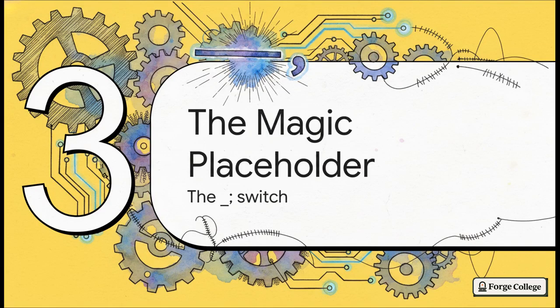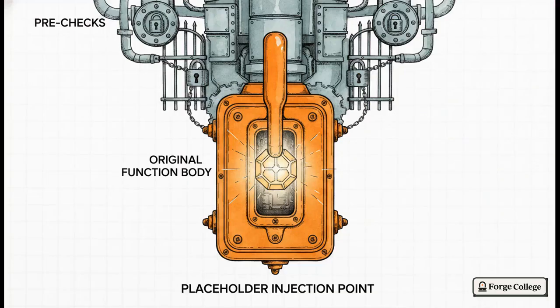Section 3, the magic placeholder. This is all about the underscore semicolon switch. Now, if you're wondering how this actually works under the hood, it all comes down to a very specific mechanical injection point. This is our placeholder, the underscore semicolon. When you write a modifier, you typically put your pre-checks at the top, and then you just drop in this little placeholder. At compile time, the Solidity compiler takes your entire original function body and literally copy-pastes it exactly where that switch is located. It hands control from the modifier down into the function, and then, if there's more code, right back up again. It's a real game changer.